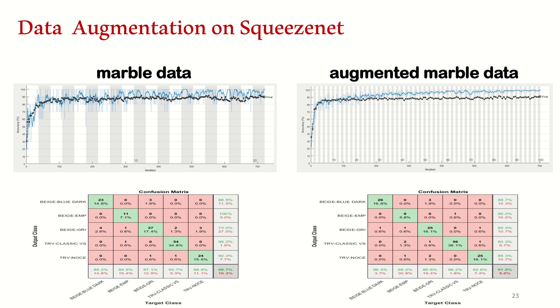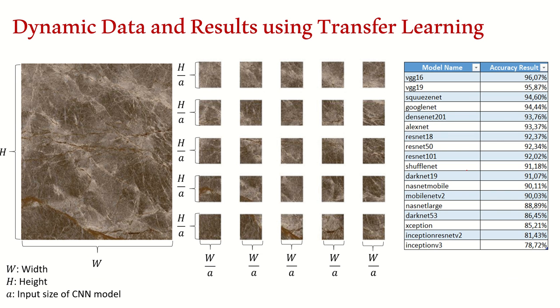And as you see, we use data augmentation on the best model. We have SqueezeNet, and we have 2 accuracies here, without data augmentation and with data augmentation. As you see, we increase the accuracy from 89% to 91%. But it is not good, and we used another method. Actually, we found this method.